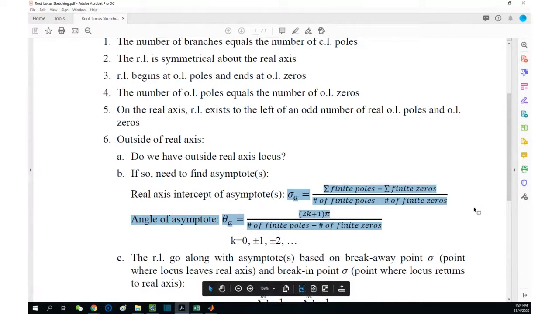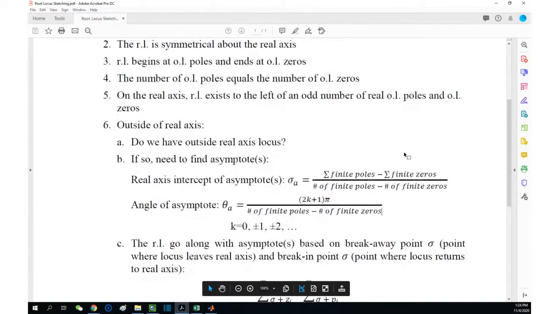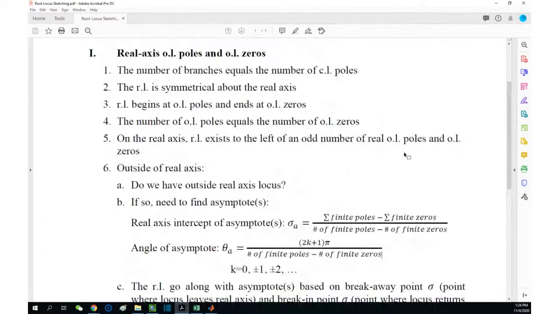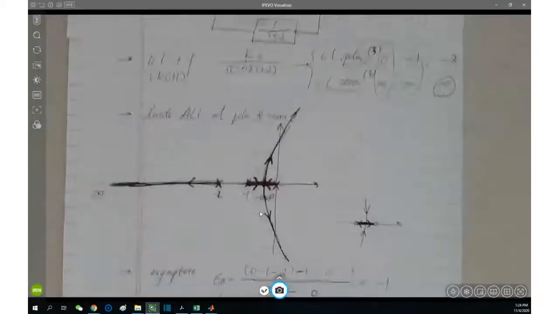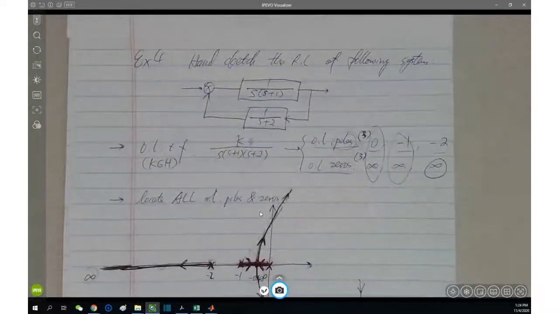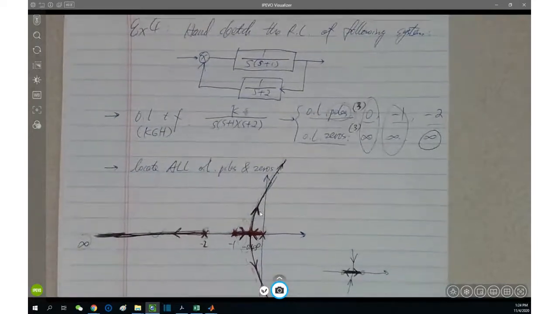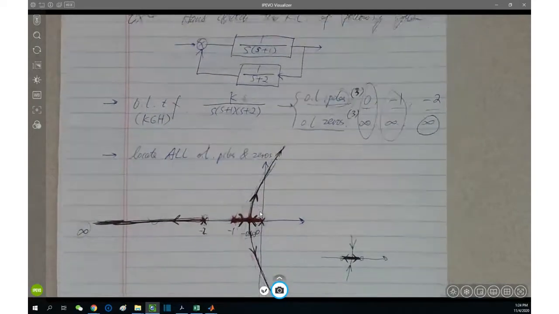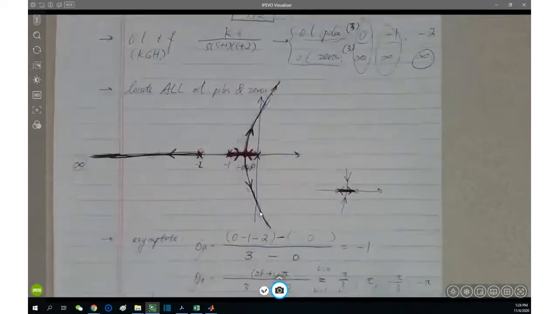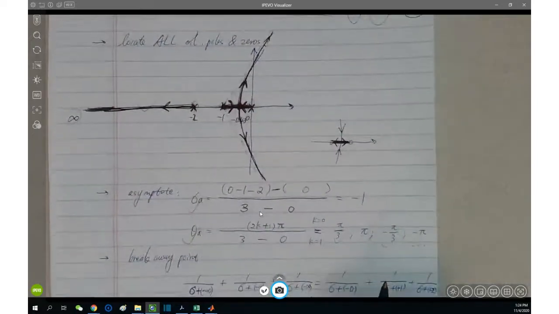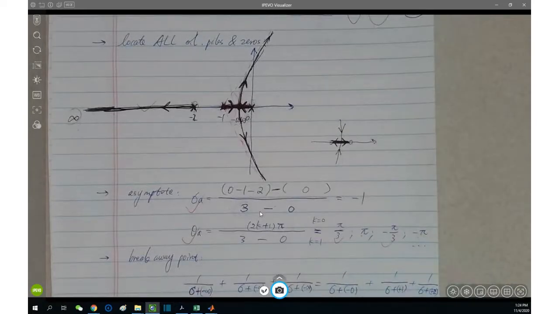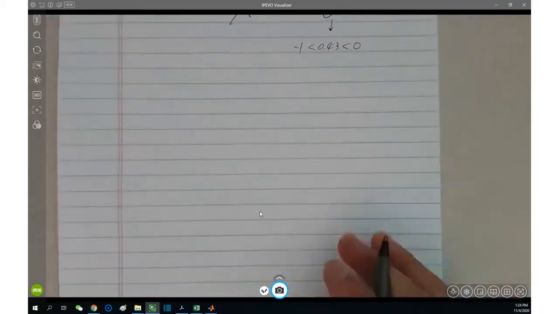Any questions regarding this example 1? Not example 1, literally it's example 4 for this module. Any questions? Everything's fine? All right, if it's fine, then let's do example 5.